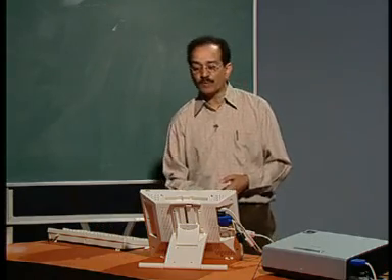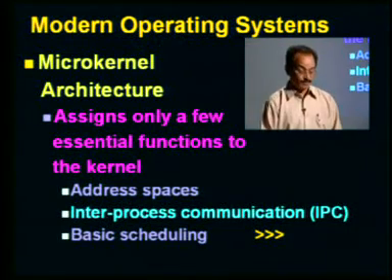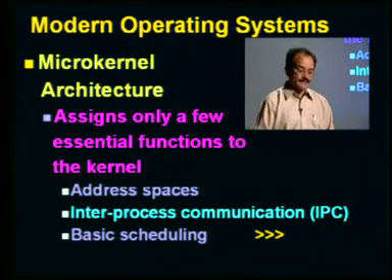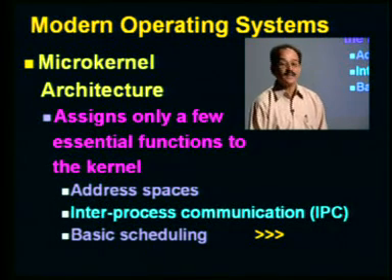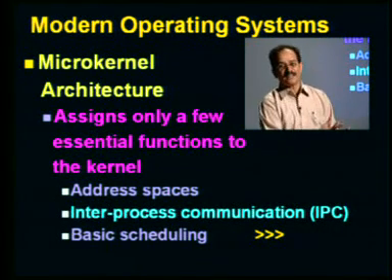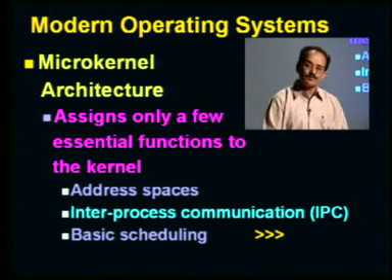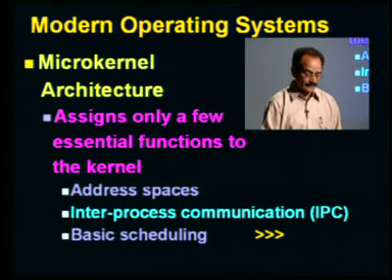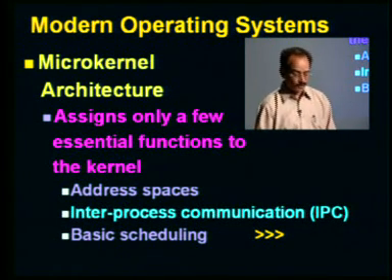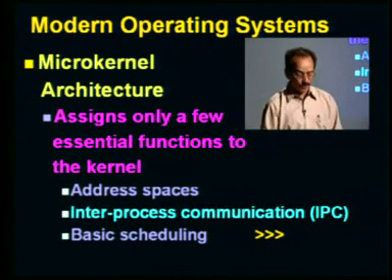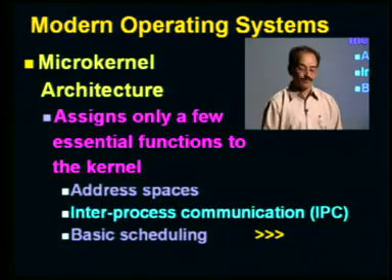Now, in the case of modern day operating systems, these are some of the features. One is a microkernel architecture, that is, we assign only a few essential functions to the kernel, and the rest of the things I keep as some sort of library, some sort of utilities. Maybe the kernel takes care of my address space, inter-process communication or the basic scheduling.